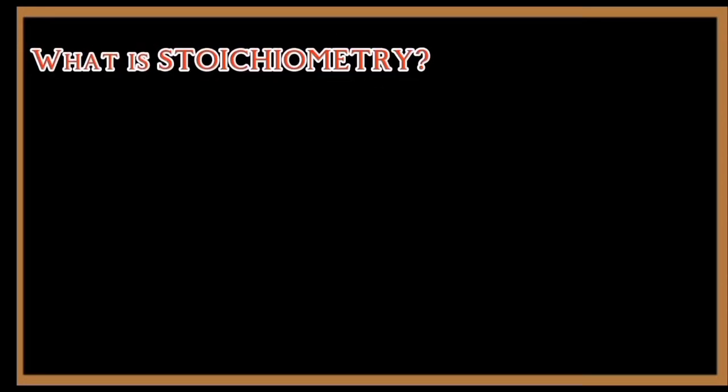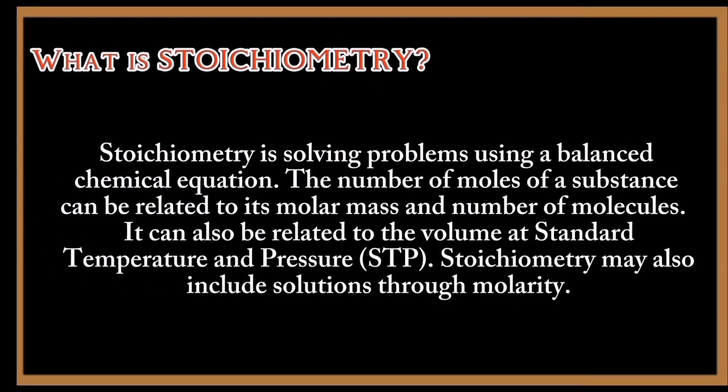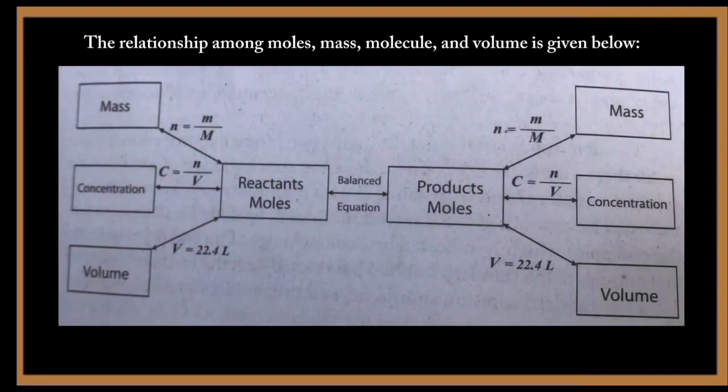What is stoichiometry? Stoichiometry is solving problems using a balanced chemical equation. The number of moles of a substance can be related to its molar mass and number of molecules. It can also be related to the volume at standard temperature and pressure, STP. Stoichiometry may also include solutions through molarity. The relationship among moles, mass, molecule, and volume is given below.